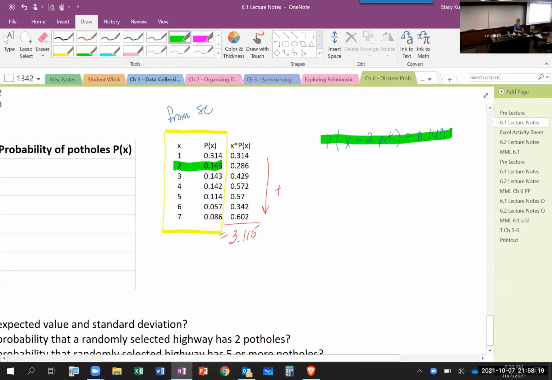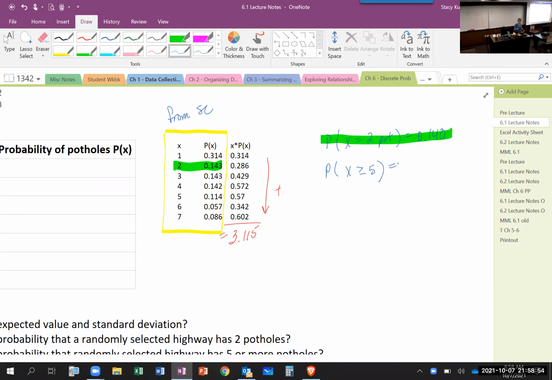What if I said, what is the probability that I encounter a highway that has 5 or more potholes? Now look at my inequality symbol I just put up there. 5 or more. That means that the variable is greater than or equal to. I can have 5 or 6 or 7. Man, did you hear me say or in there? All right, so how do I find the probability then of 5 or more potholes?